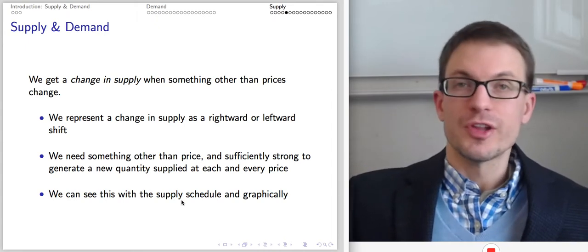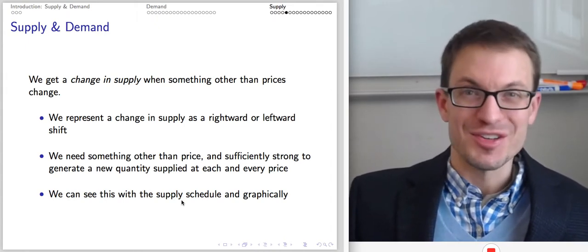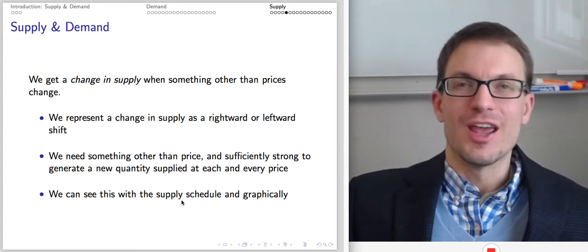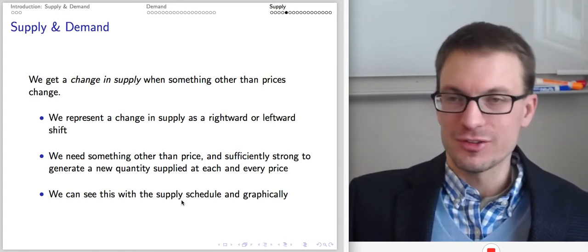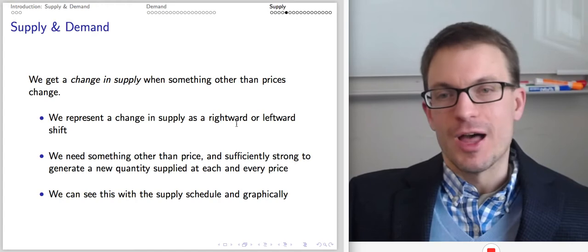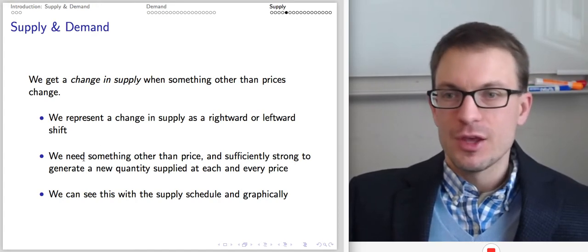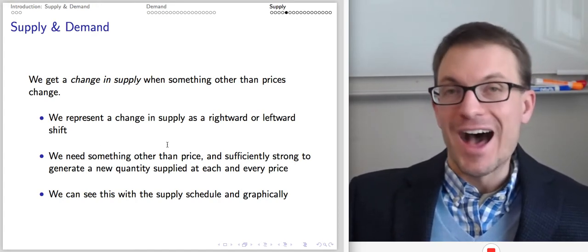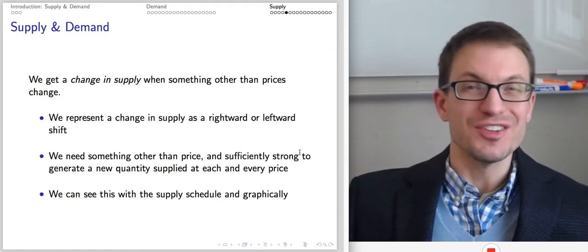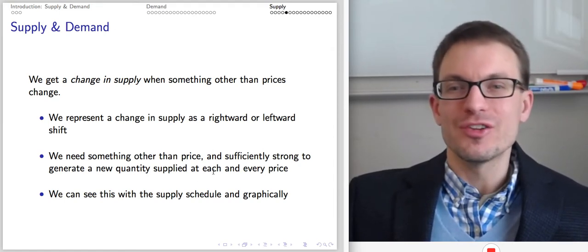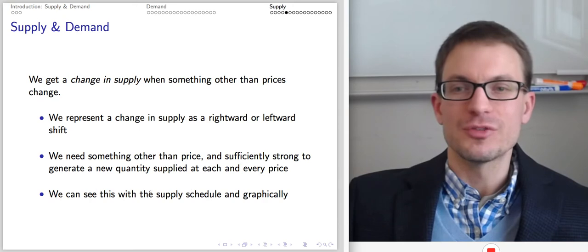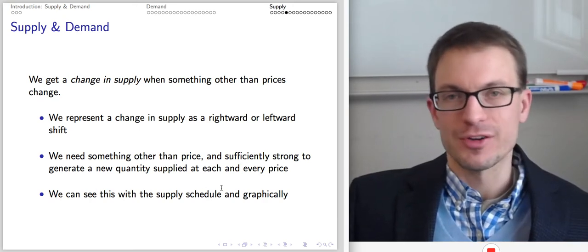So once again, just like with demand, if we want to get a change in supply, we need something that's going to change the quantity supplied at all prices. So we represent a change in supply as a rightward or leftward shift. We need something besides price, some non-price factor that's sufficiently strong to generate a new quantity supplied at each and every price. And we can see this with the supply schedule as well as graphically.